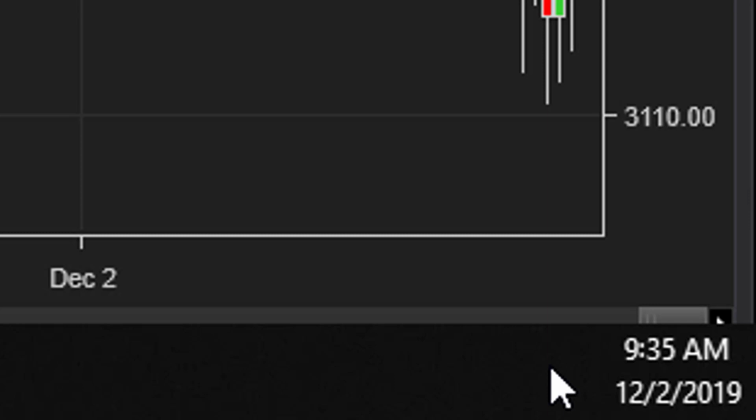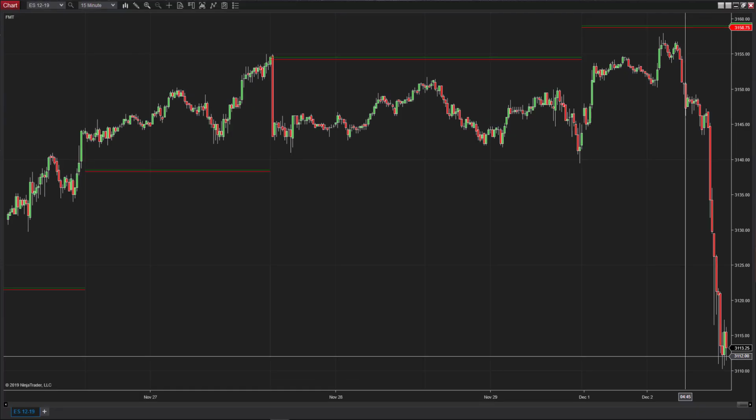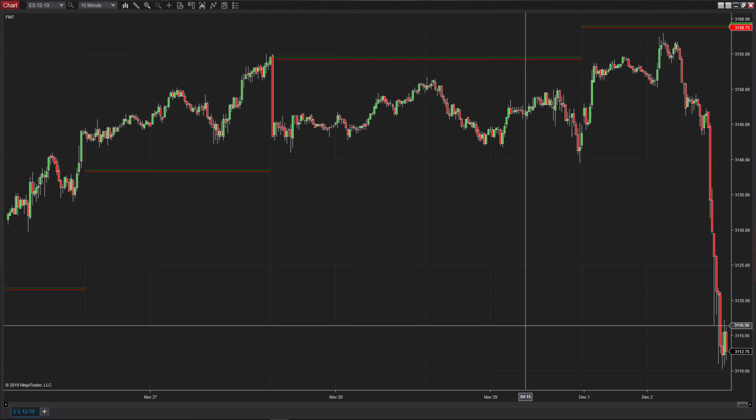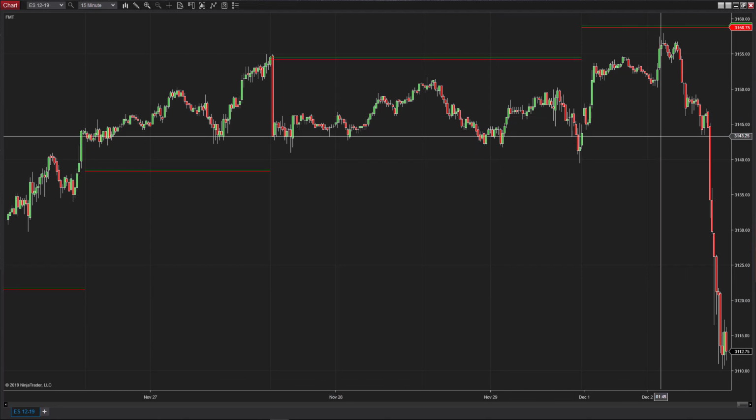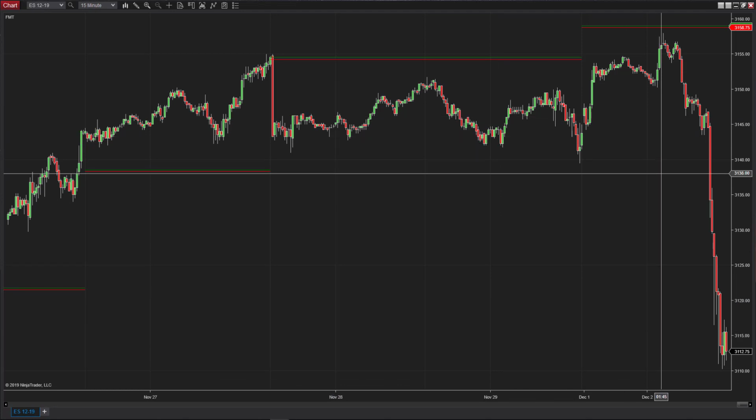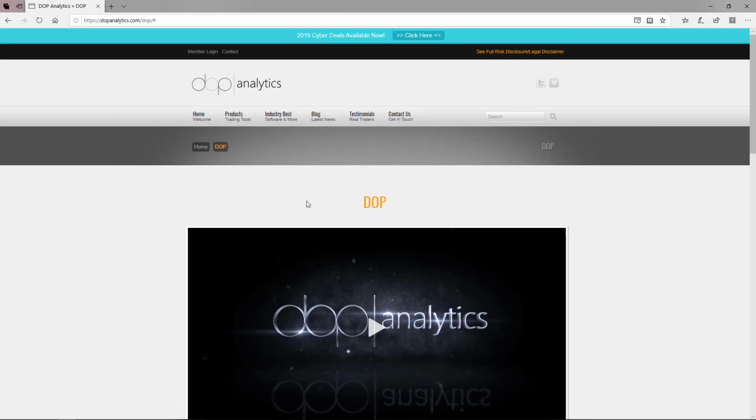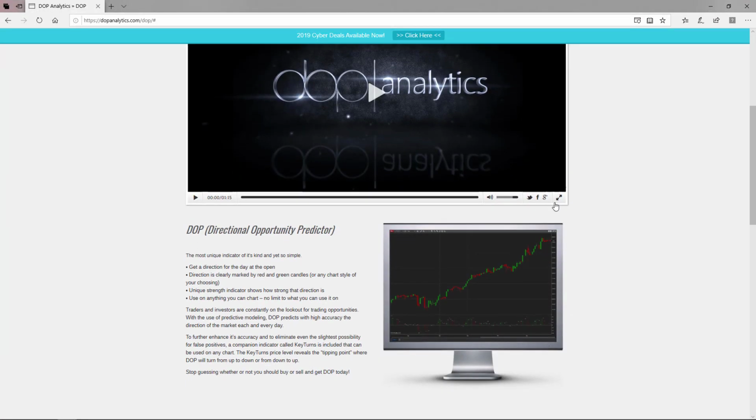Mountain Time Zone market regular trading hours opens at 7:30, so we're 2 hours into it. I wanted to show you this to show you how accurate this is. One of the indicators that I showed you was the key turns indicator, which is, by the way, part of the DOP indicator. If you go to the website, you won't see the name key turns. It's this right here. If you go to products and go down to DOP, this is what it is.